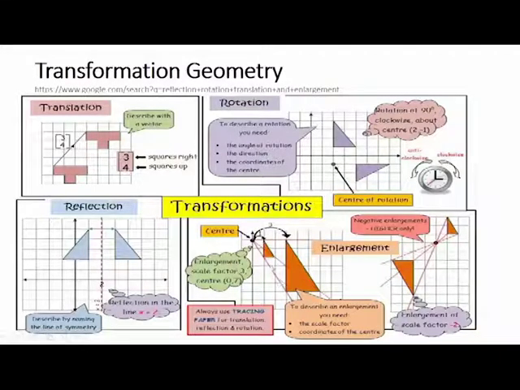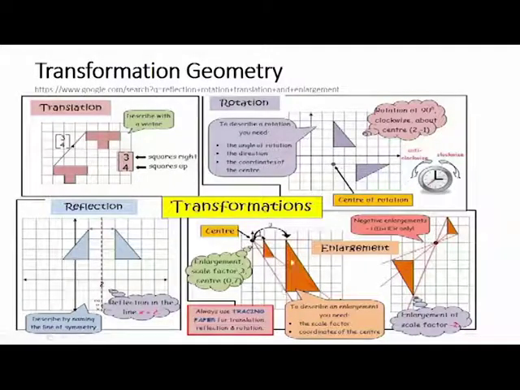We join the corresponding corners of the shape with the image. This corner is the same as that, you join them. This corner corresponds to this, you join them. This corner corresponds to this, you join them. Wherever they meet, that is where the center is. Then you just give the coordinates of that center.